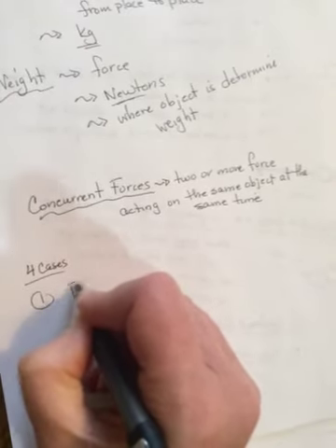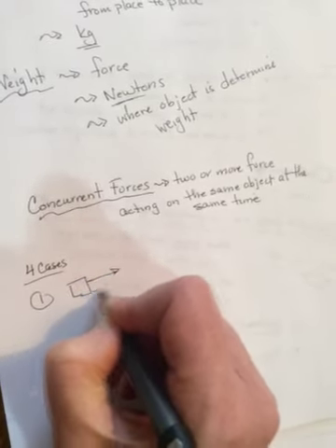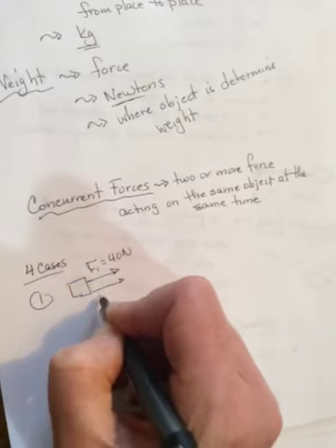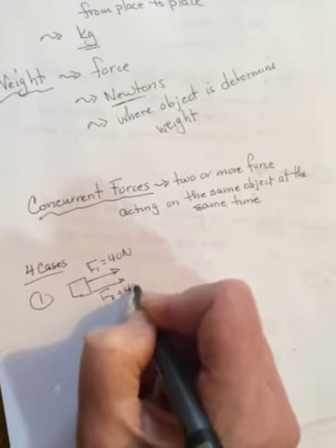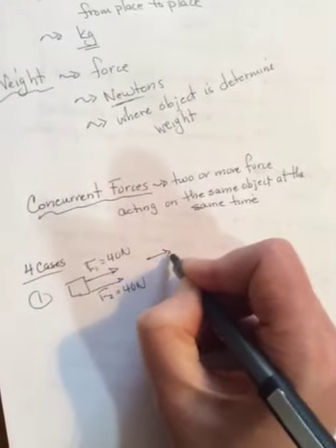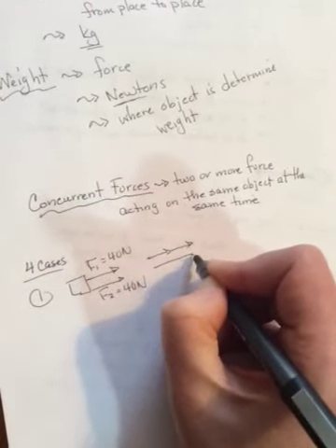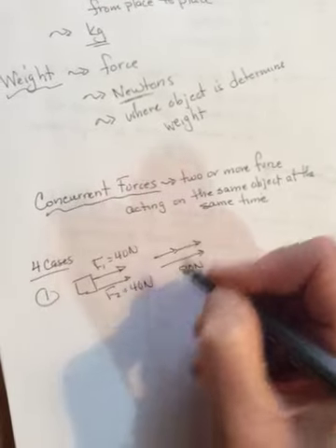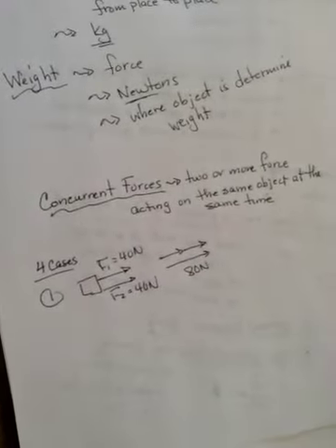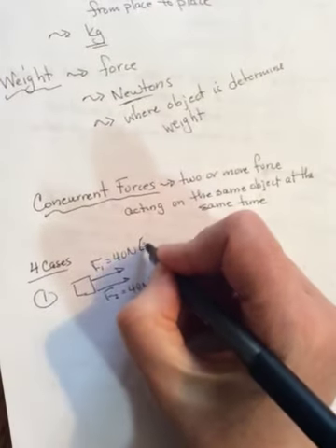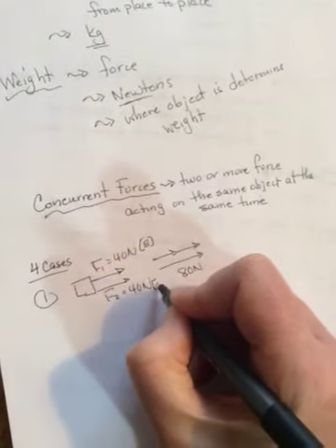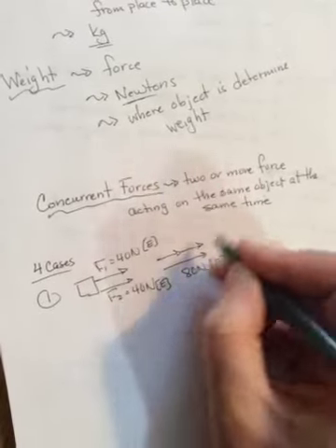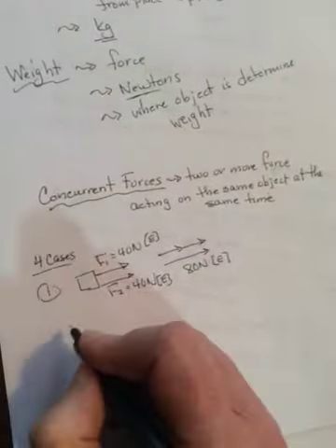Case 1 was when the two vectors were acting in the same direction. So F1 is 40 newtons, and F2 is 40 newtons, and we put them head to tail and add them, and the resultant is simply 80 newtons in the direction that they were acting in. So if this was east and this was east, then this would be east. If you look back in your notes, you'll see this: add them and keep the direction.